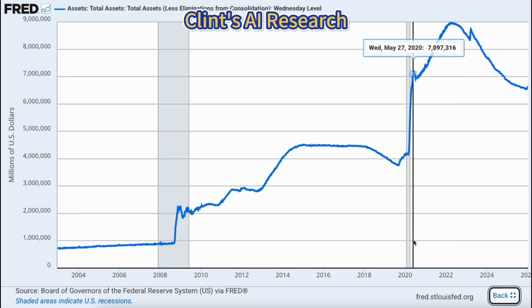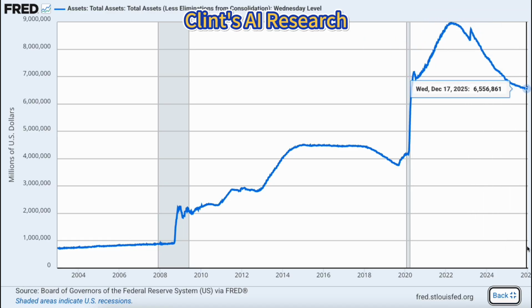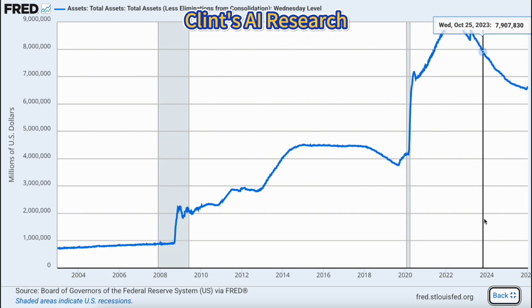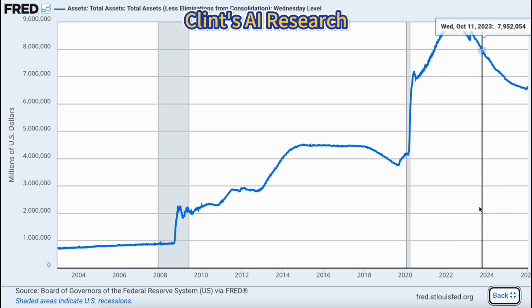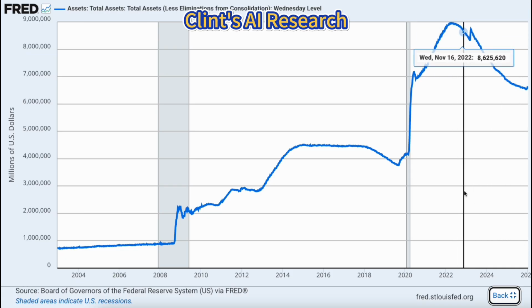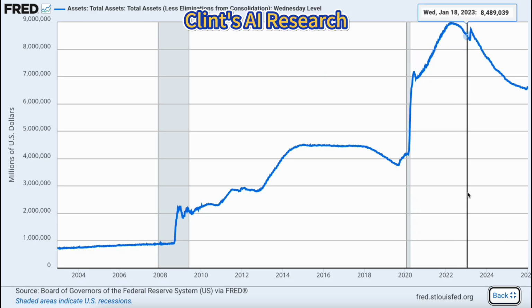2. The danger of quantitative tightening, QT. During the steady decline from 2022 to early 2026, the easy money disappeared. This leads to valuation compression, where even good companies see their stock prices struggle because money is scarcer. If the line is going down, you want to focus on high-quality companies with strong cash flow.